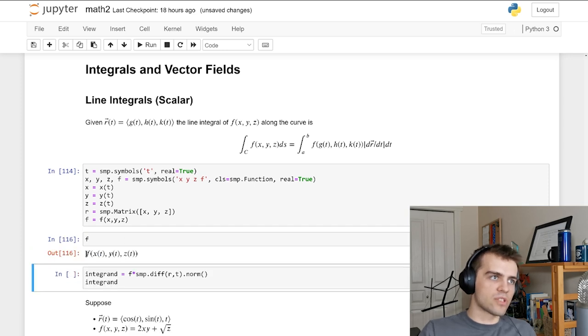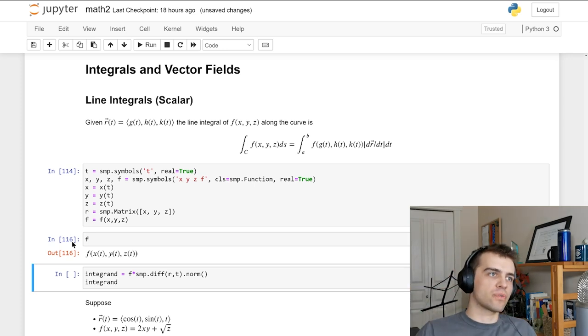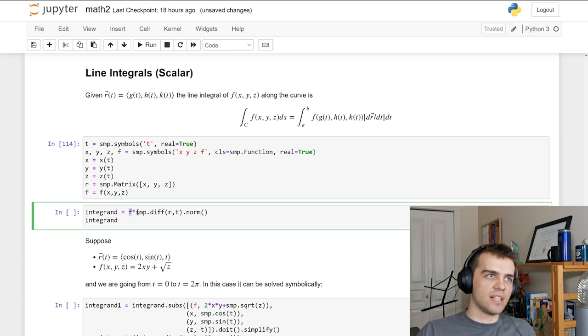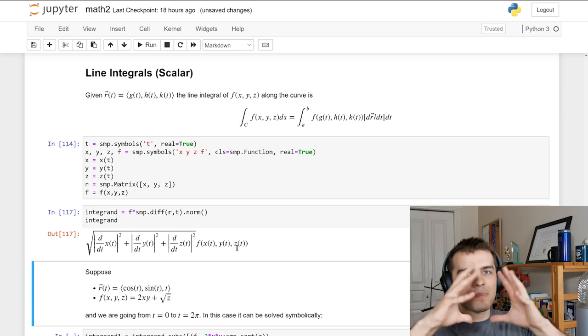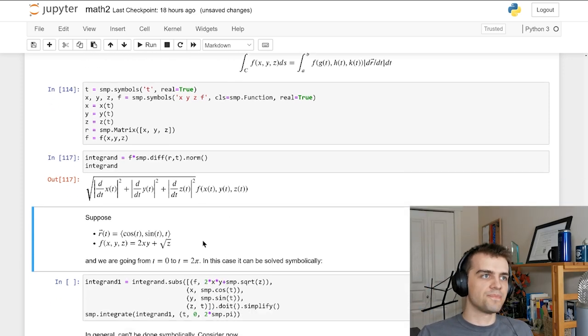And f, of course, is a function of x, which is also a function of t, y is a function of t, and z is a function of t. t keeps you constrained to that curve. And my integrand, I just basically plug in this expression here. It's f times the norm of this vector. And I can look at the integrand, and so it keeps it in a very general symbolic form like this.